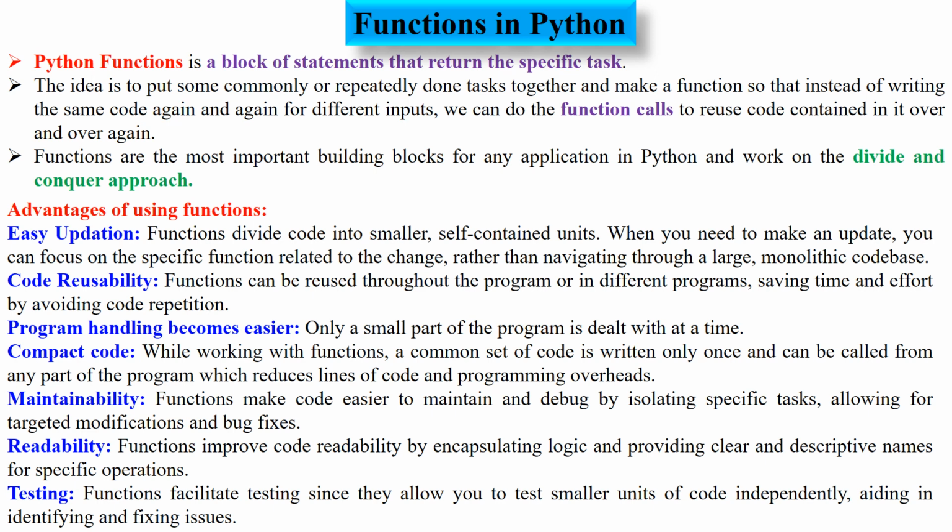Compact code. While working with functions, a common set of code is written only once and can be called from any part of the program, which reduces lines of code and programming overheads. Maintainability. Functions make code easier to maintain and debug by isolating specific tasks, allowing for targeted modifications and bug fixes. Readability. Functions improve code readability by encapsulating logic and providing clear and descriptive names for specific operations. Testing. Functions facilitate testing since they allow you to test smaller units of code independently, aiding in identifying and fixing issues.